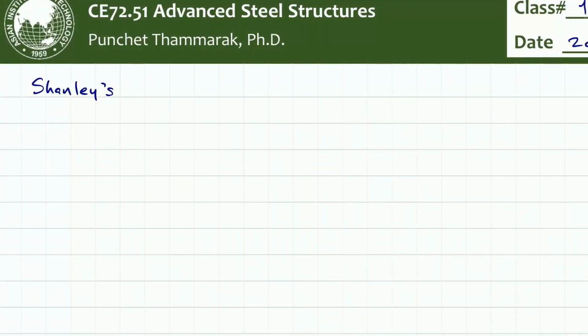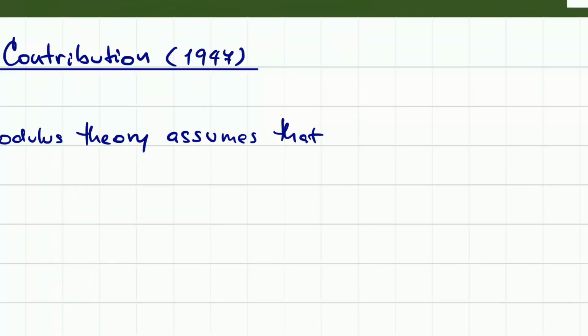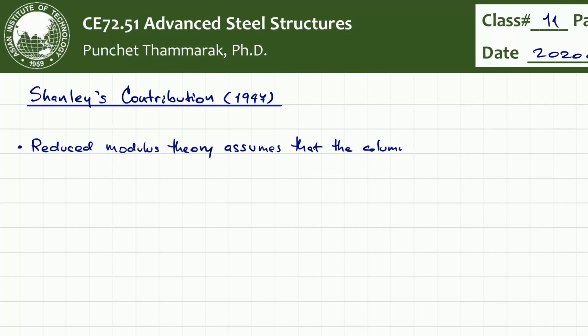Stanley's contribution. So let me write down the remarks Shanley has. Reduce modulus theory. Assume that the column remains straight up.